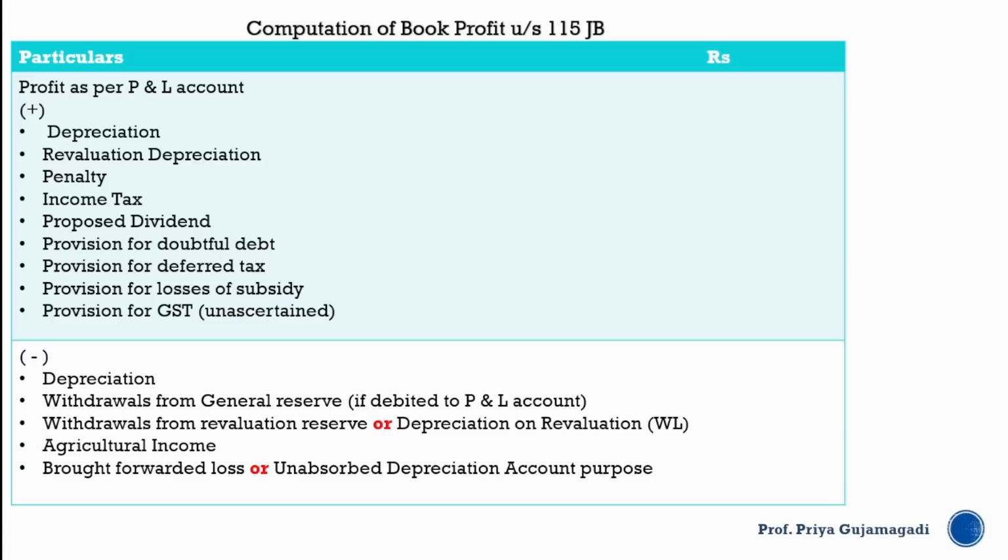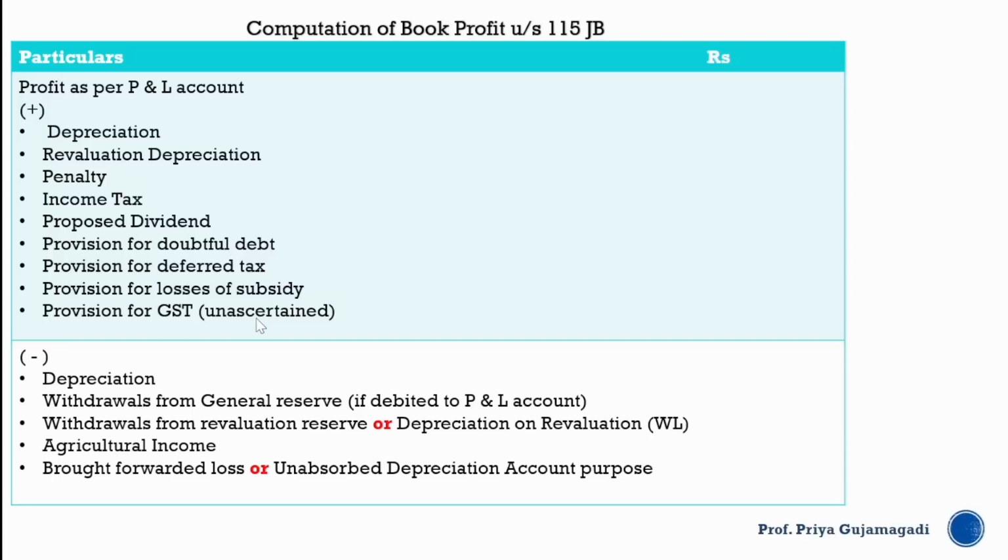Next one, add. So add depreciation. Depreciation, how much amount is given in a question, as it is we have to add it. Revaluation depreciation, how much it is we have to add. Penalty, how much it is we have to add. Income tax, proposed dividend, provision for doubtful debt, provision for deferred tax, provision for losses of subsidiary. There is no change in adjustment of these items, as in total income also and book profit also. We will add all these items.